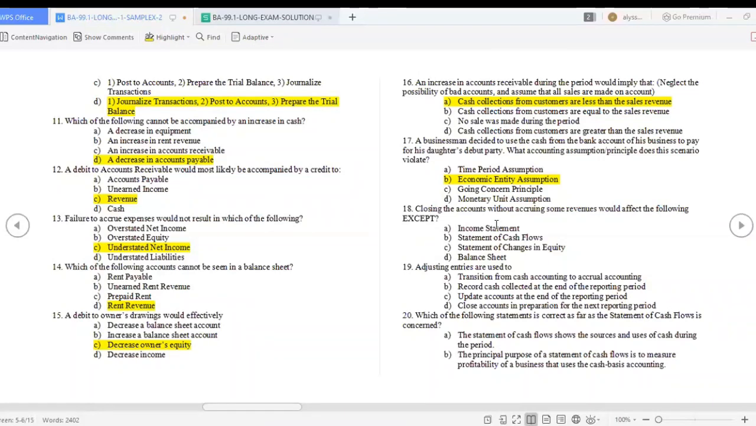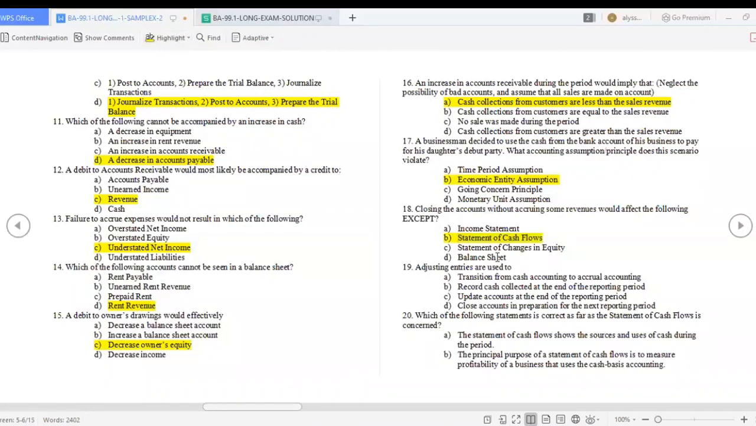Letter C, statement of changes in equity. Yes, it affects revenue. Since revenues will go into income statement and the income statement will go into the equity. And lastly, the balance sheet. So if you do not accrue revenues, then you also did not accrue your accounts receivable. So it affects the balance sheet. So the correct answer is letter B. Statement of cash flows is not affected when you don't accrue revenues.